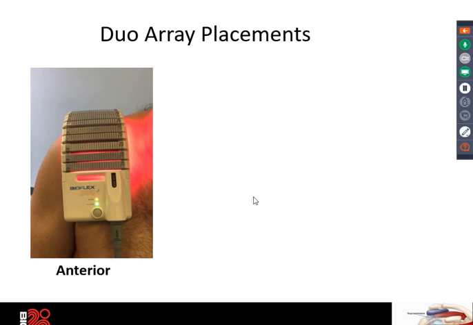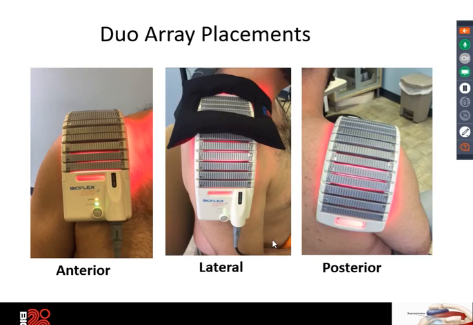So we place it anteriorly, we'll place it laterally, we'll place it posteriorly. And the goal here is to induce an anti-inflammatory effect in and around the shoulder joint and the rotator cuff tendons that are involved. When the red light turns off, it goes into infrared. This infrared light, again, will penetrate deeper, getting some of the deeper structures, but also gearing towards the blood, especially the deeper blood that's circulating into the musculature and the tendons involved.